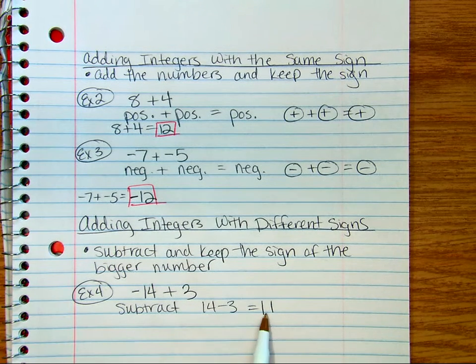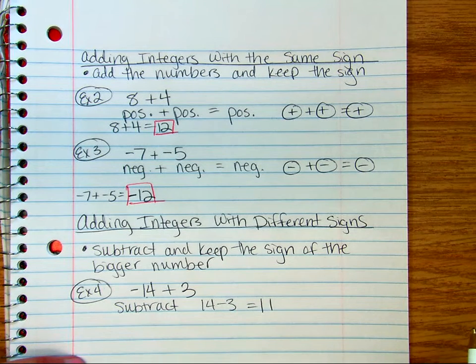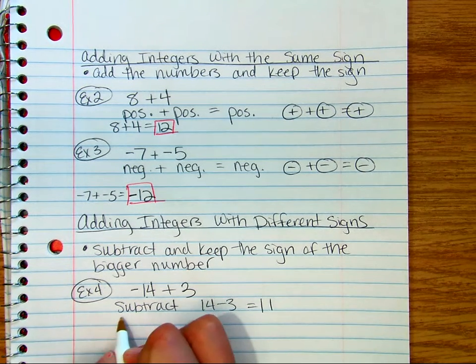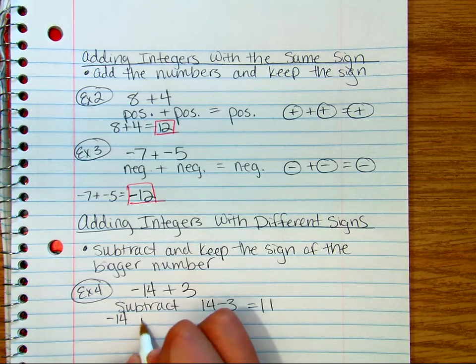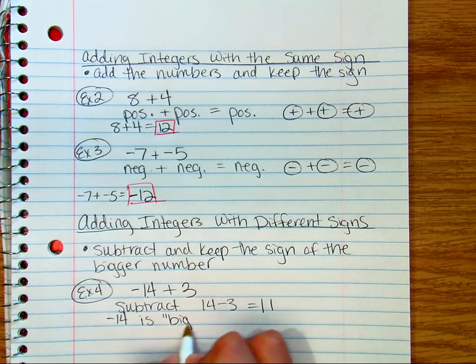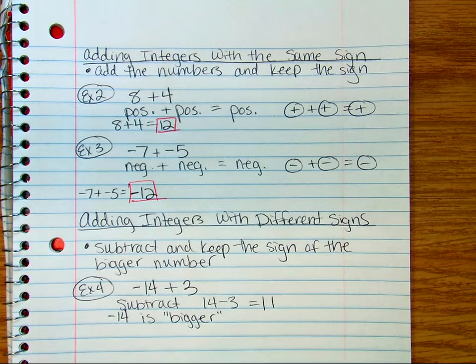But then we need to figure out our sign, because this could be a positive or a negative. So you look at your two integers, which of them is bigger? Now, by bigger, I mean which one is further from 0. You could also think of it as which one has a bigger absolute value. So negative 14 is further from 0. So we'll say negative 14 is bigger. I'm putting it in quotes because it's actually not bigger than 3, but in terms of absolute value it is.